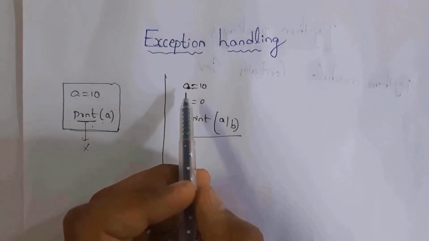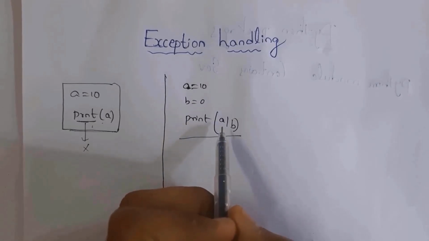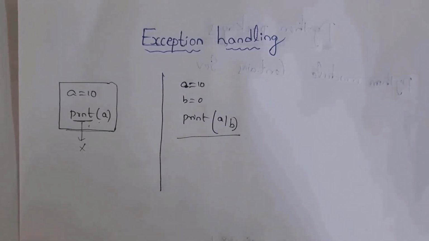In this example, I wrote a equal to 10 and b equal to 0. Next, I wrote here print a by b. We cannot divide any number by 0. If we divide any number by 0, then it will display an error. This error is known as an exception error. Normally, we call this exception a runtime error.